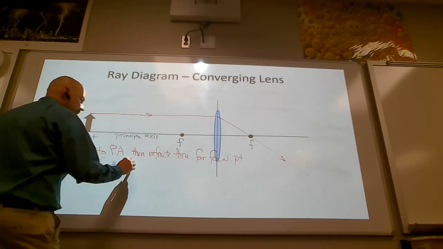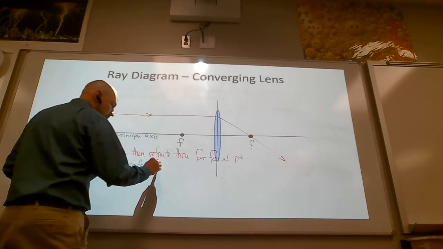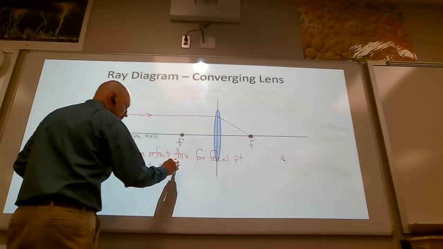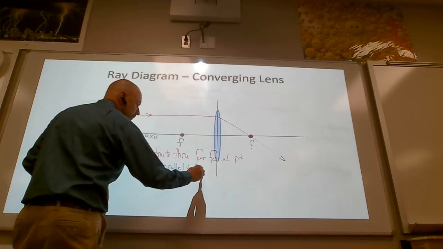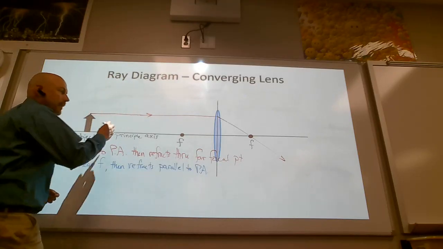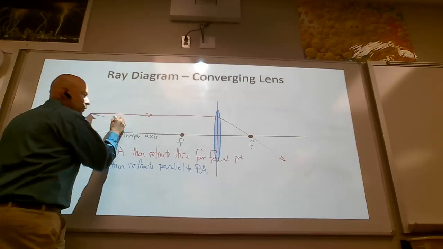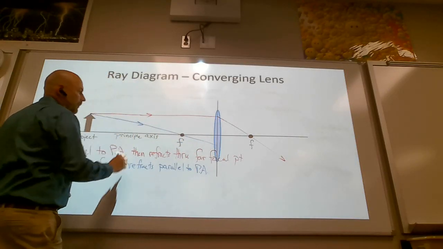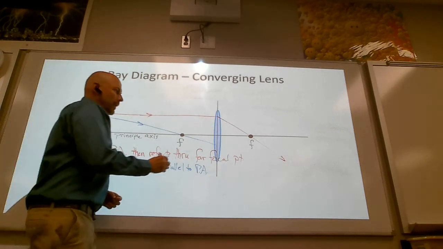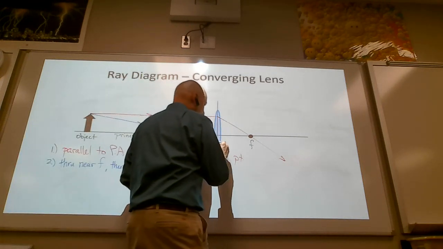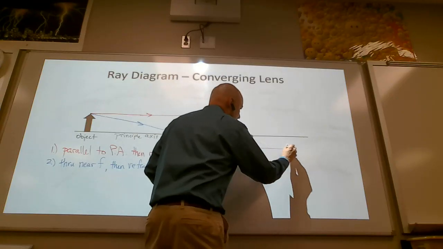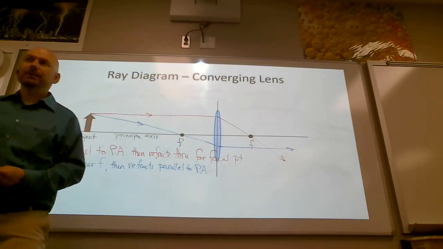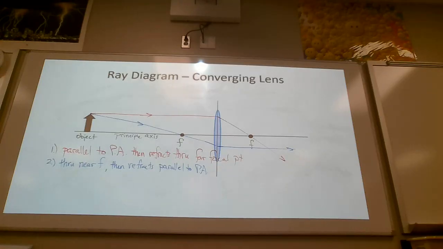then it refracts parallel to the principal axis. Okay, so we're going to go through the near focal point, and when you get there, it refracts parallel to the principal axis. How are we doing with that idea?